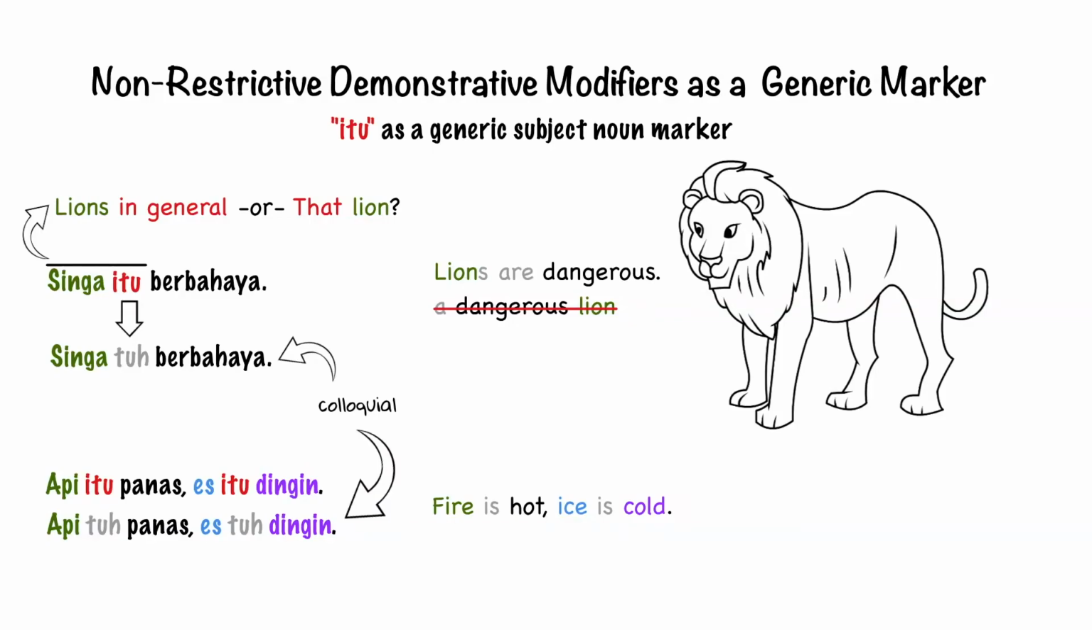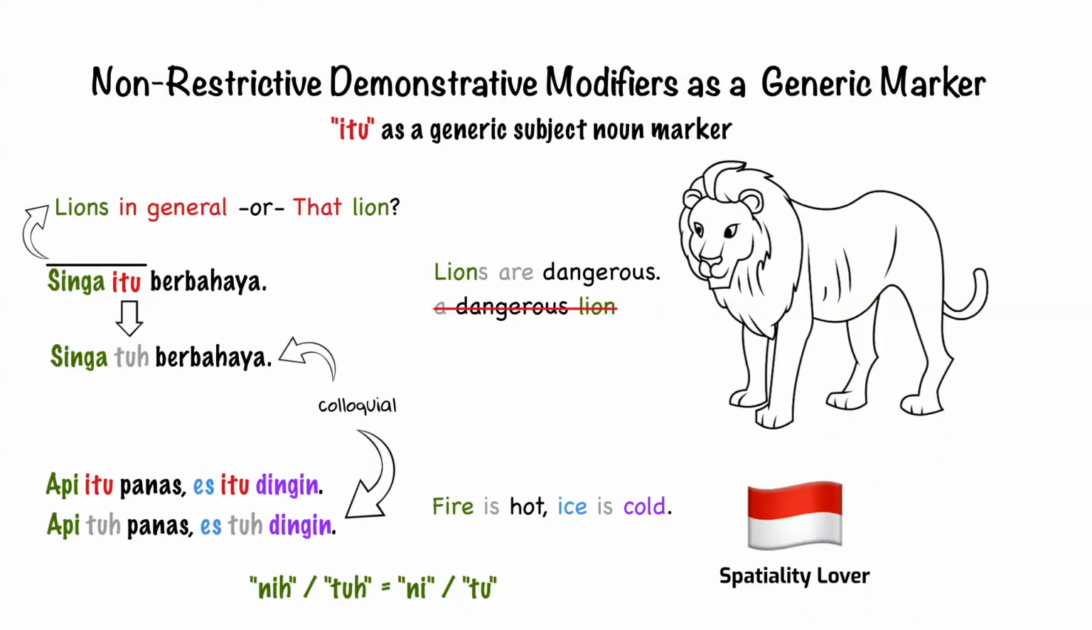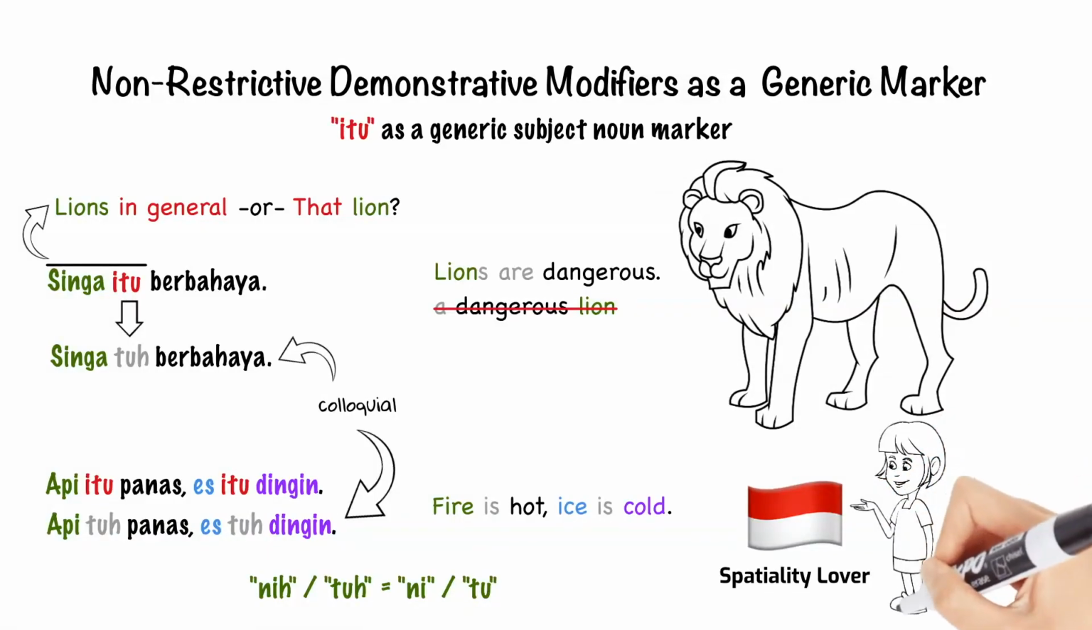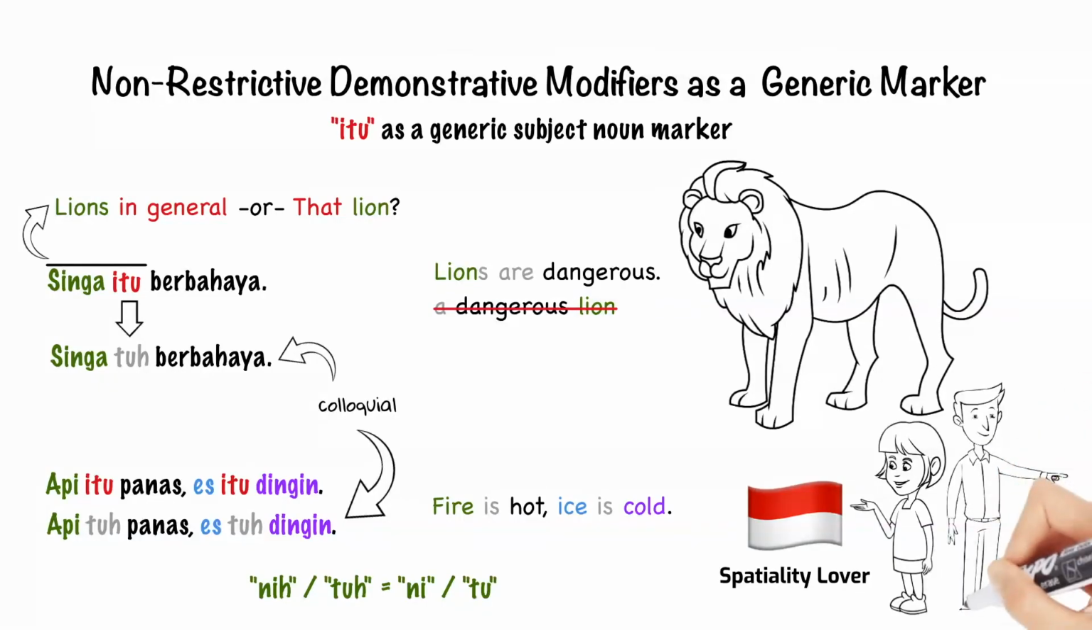And as always, the h in nih or tuh is a weak h, can be pronounced or not pronounced, becoming ni or tu. And as you see, emotional and abstract speciality play a big role in the Indonesian language mindset. That's why Indonesian demonstratives are used more intensely and frequently than they are normally used in English.